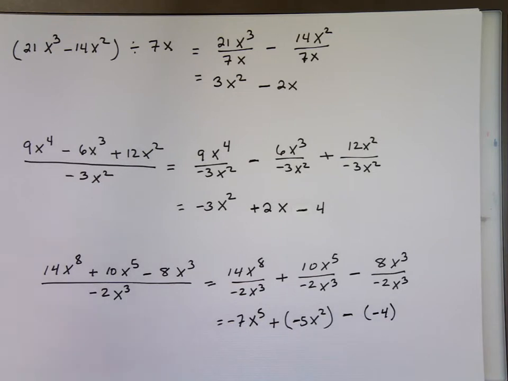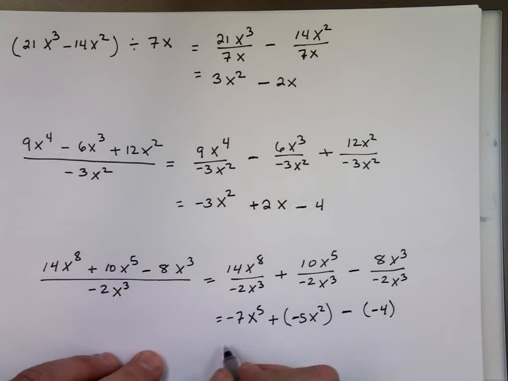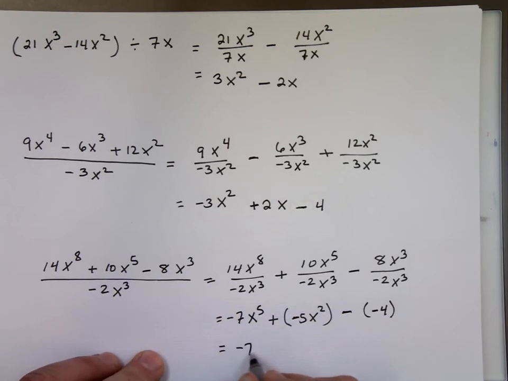So now I just got to change them. I don't like the plus and the minus and the minus and the minus. So this will be what? Negative 7x to the 5th plus and a minus will make it what? Minus. And a minus will make it what? Positive.